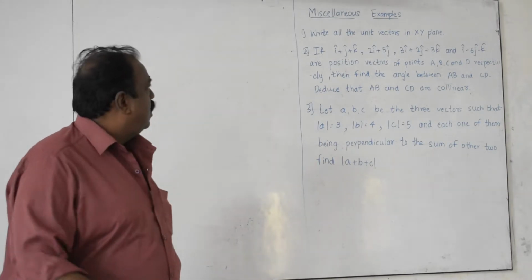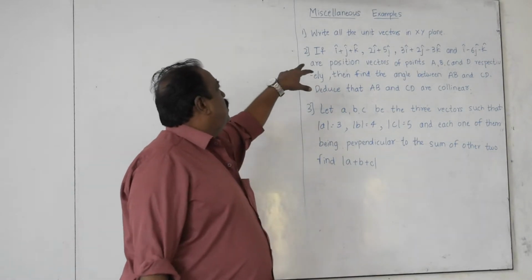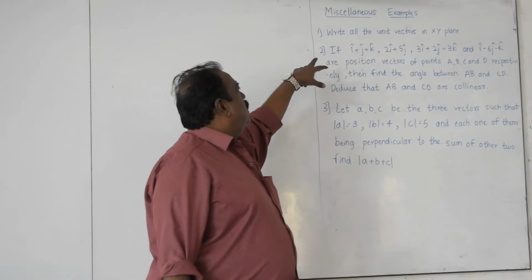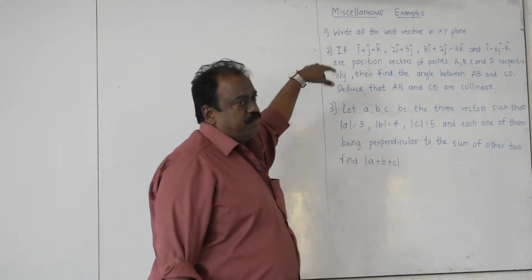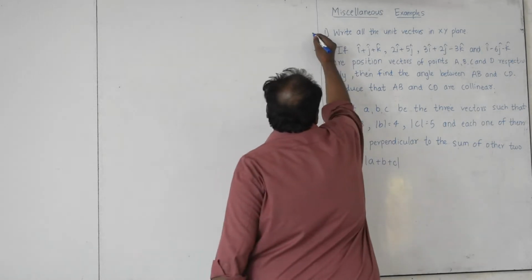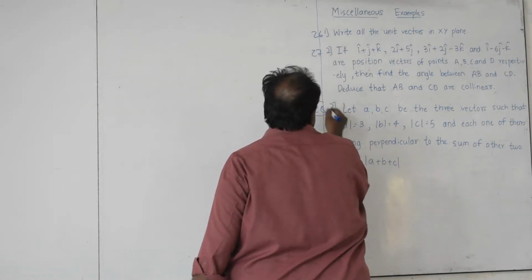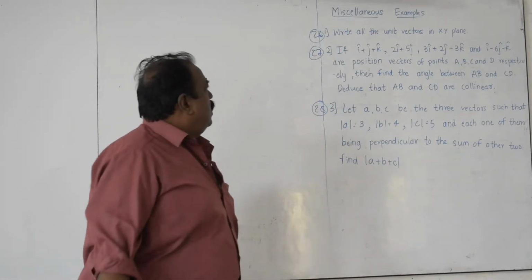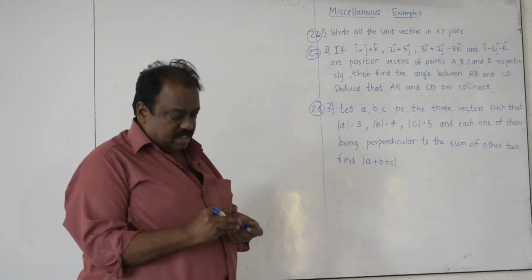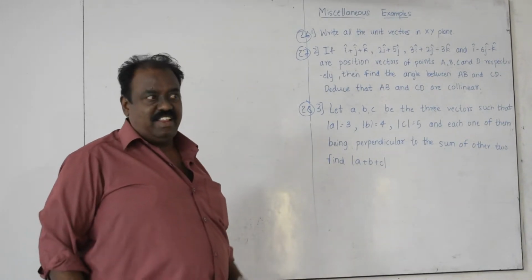Observe the very first question in the miscellaneous examples. I think it is 26, then 27 and 28 actually. Write all the unit vectors in the xy plane. It's a very clumsy question.